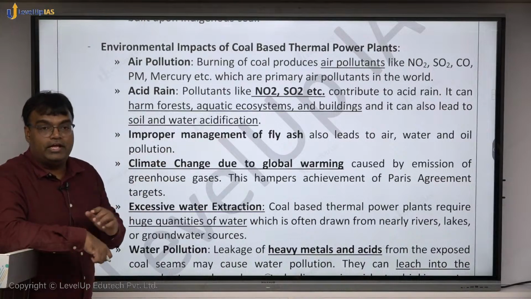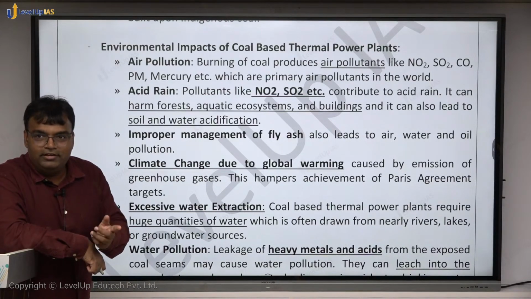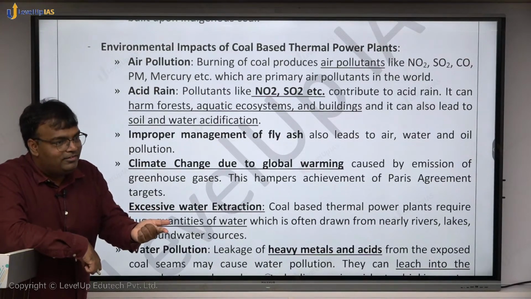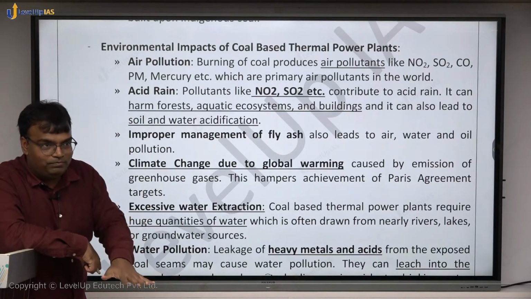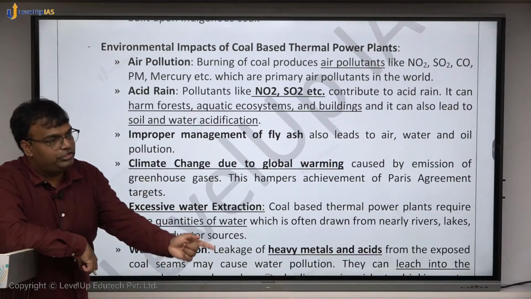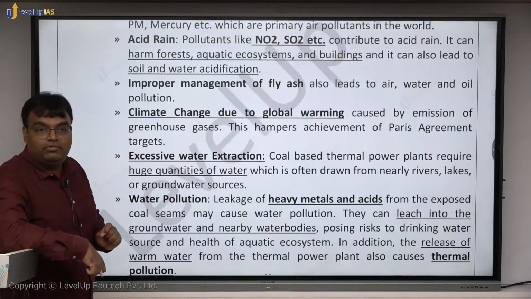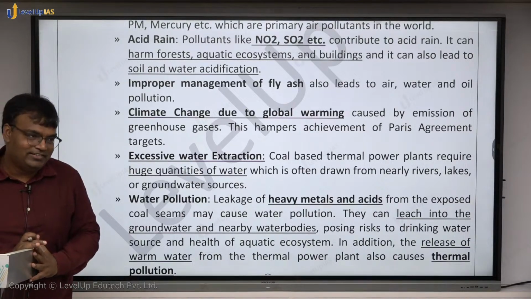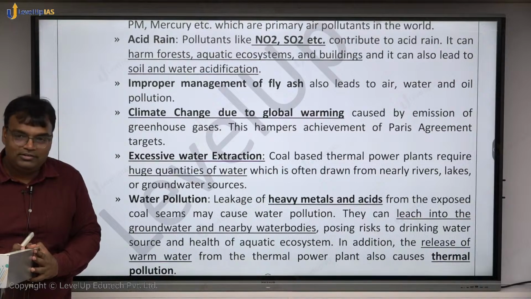improper management of fly ash. Coal based thermal power plant का एक major issue fly ash वाला भी है. Improper management of fly ash is leading to fly ash getting into the air, fly ash settling on ground, creating soil pollution, and fly ash getting into water bodies, causing water pollution. Then coal-based thermal power plants are also emitting CO2. CO2 is the most important greenhouse gas for us right now. It's responsible for climate change.